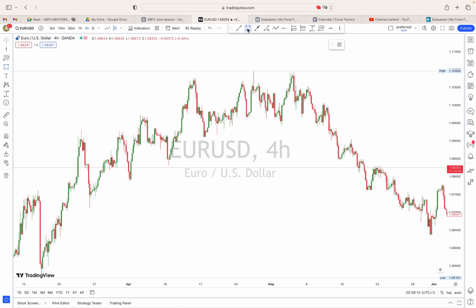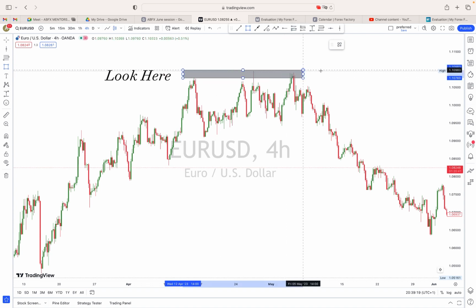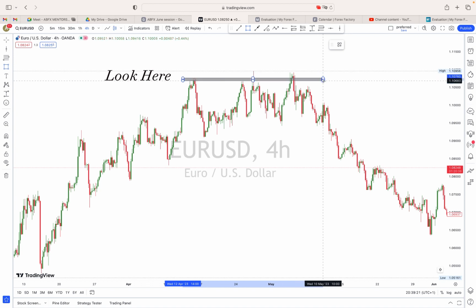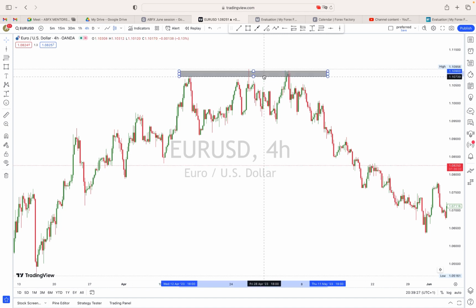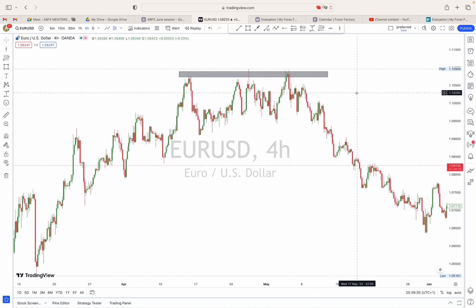And like, okay, what's the first level that price actually, that we could say, this is what, a support level, right? This is a resistance level, sorry. This is what, a resistance level. Now why is this a resistance level? Why are we going to call this a resistance level?